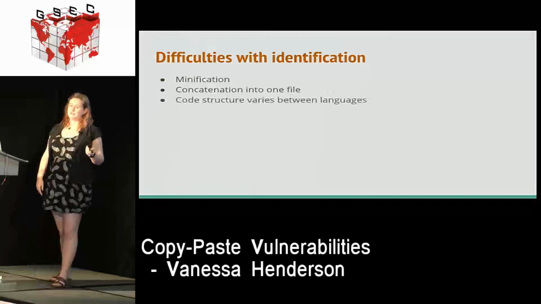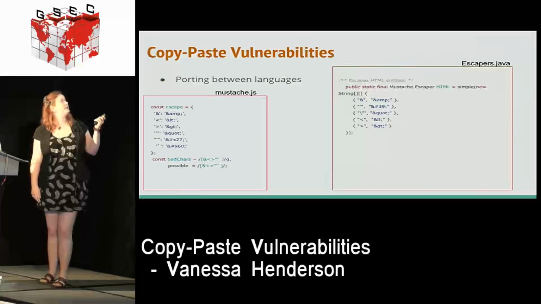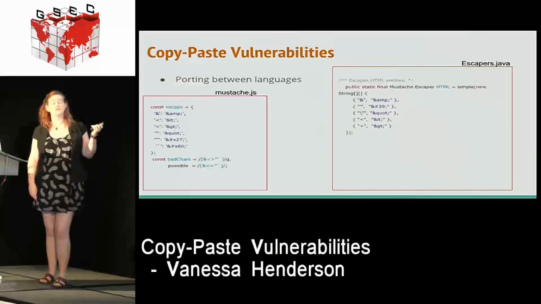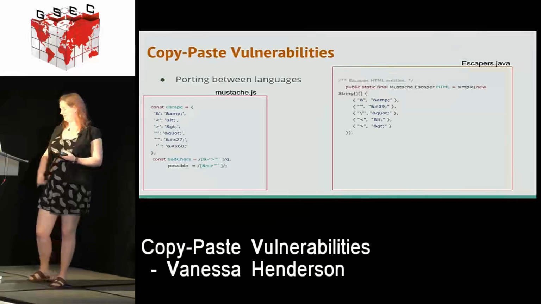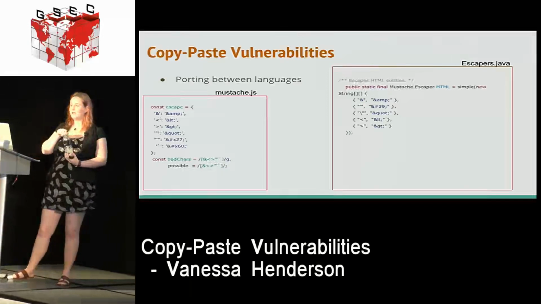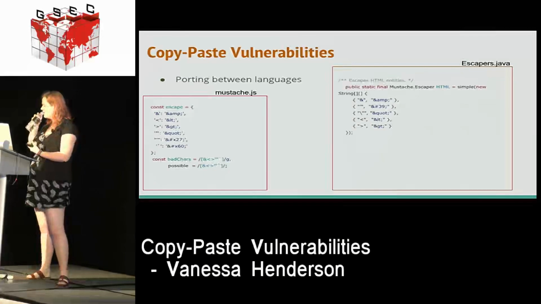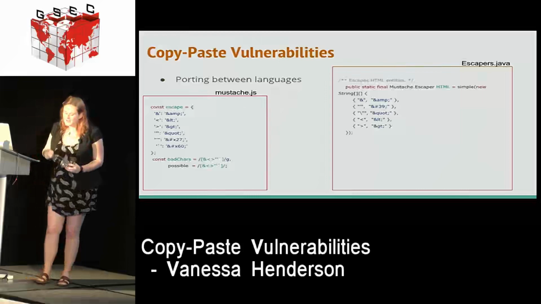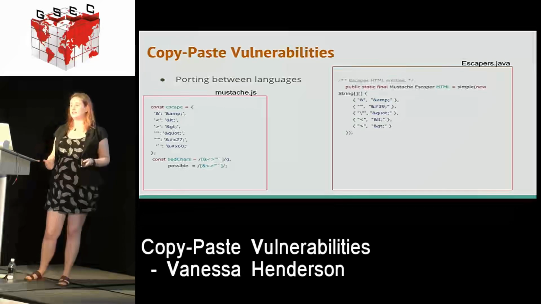Now, the last one is the code structure between various languages. As we saw with our Java and JavaScript example, here in Mustache, it is written in a JSON blob. However, over in Escapers, it's written in a 2D string array. Now, in the time frame that I had for my study, I wasn't actually able to find a way of identifying between the different code structures for the languages in an efficient way that would allow me to identify these at scale.